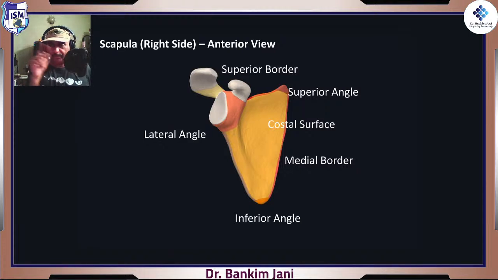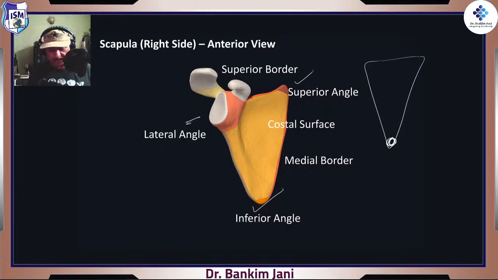So this is a triangular bone. When the bone is triangular, it means it has got several angles. One angle, this makes complete sense, is the inferior angle, no doubt. If this is inferior, there has to be a superior. So yes, this is the superior angle, and this one would be the lateral angle. So this is the superior angle, inferior angle, and the lateral angle.